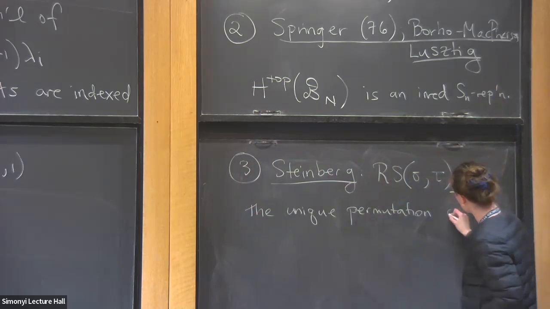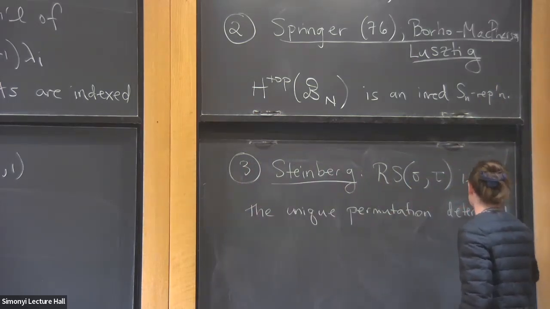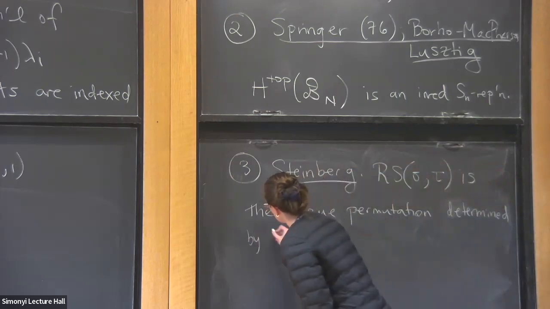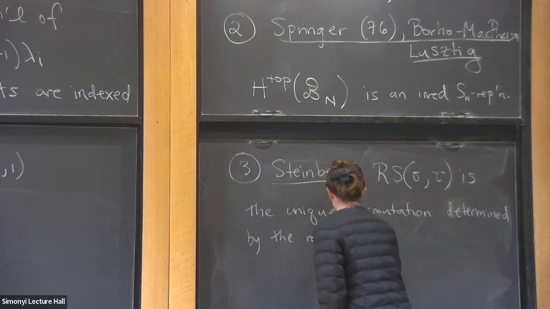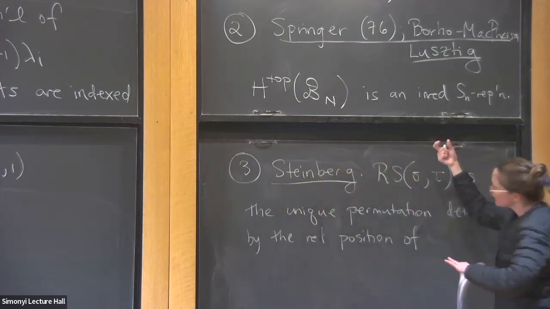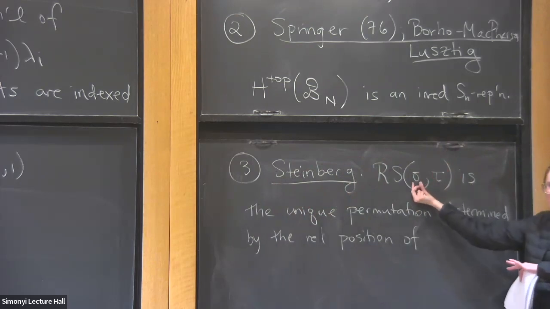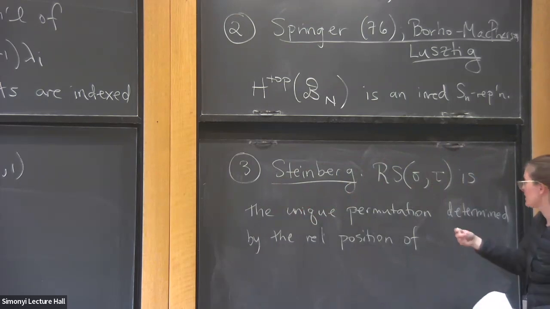That's determined by the relative position. The relative position of generic flags, a generic flag from the component indexed by sigma and a generic flag from the component indexed by tau.